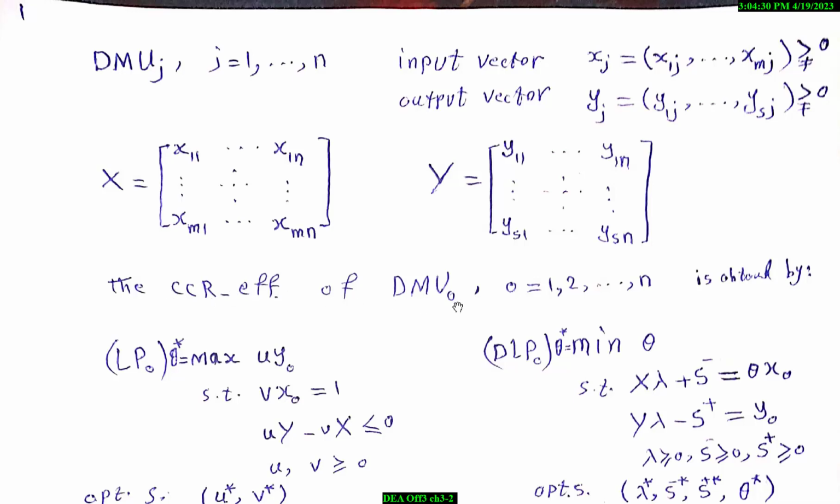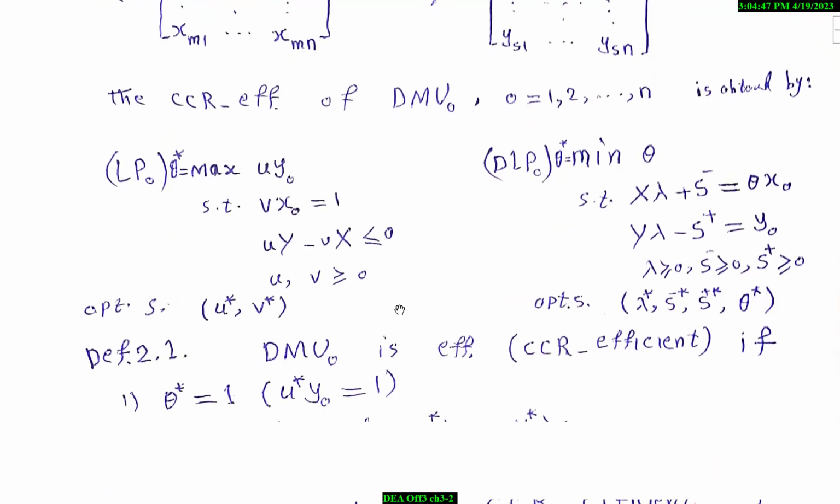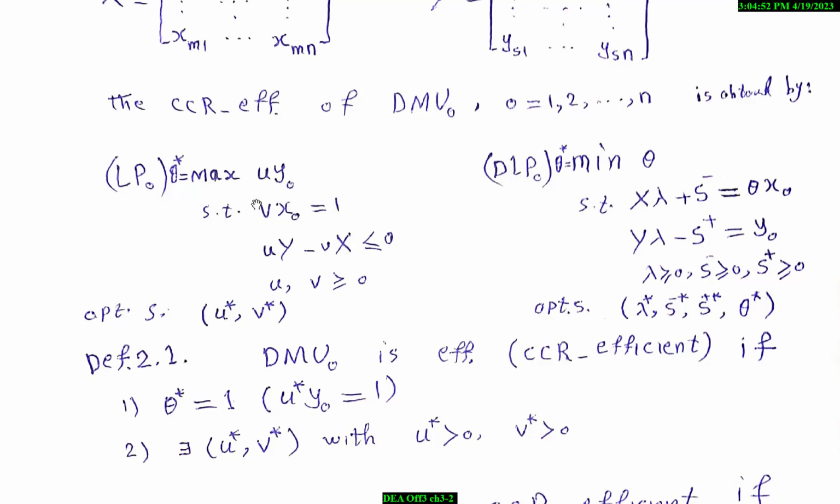The CCR efficiency of DMU O, that O can be 1, 2, or n, is obtained by solving linear models, as you saw before. This is the CCR model in weighted form, and this is in envelopment form. Let me solve, for example, the left model LPO for DMU O, and let its optimal solution be u star and v star. And the optimal solution of DLPO also shows here.